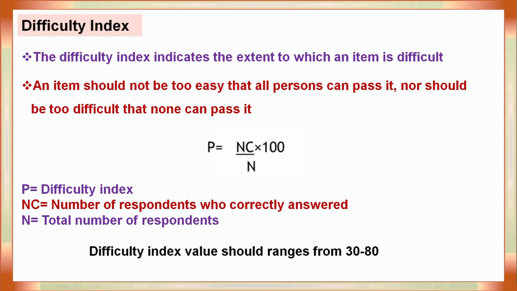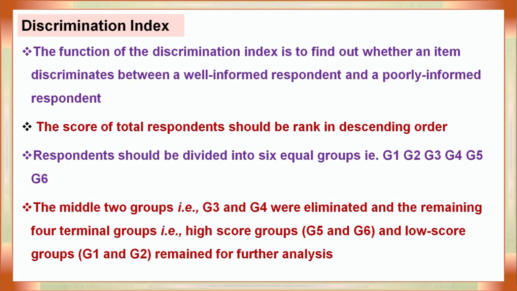This means that the item should not be such that less than 30% of the respondents answer that particular item, because that means it is too difficult, or more than 80% of the respondents get that particular item right, which again means it is too easy. After calculating the item difficulty index, it is generally followed by the calculation of the item discrimination index.